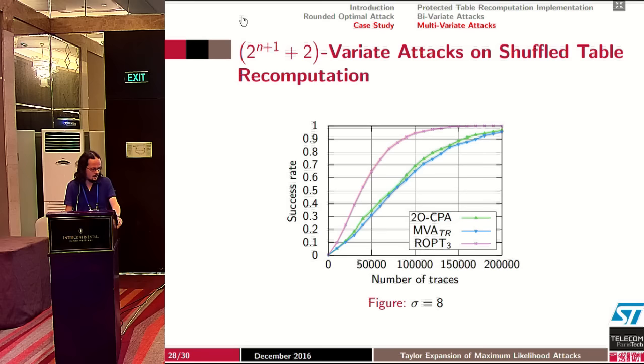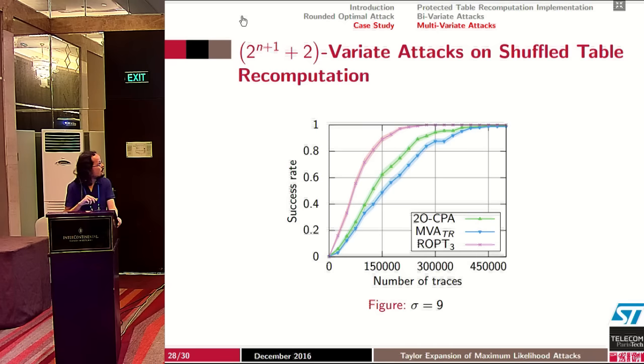Now, for intermediate noises, we can see that for sigma equal to 8, for example, our new attack is much better than the attack of the state of the art, as it needs 2 times fewer traces to reach the same level of success rate. For example, for 80% of success, we need around 60,000 traces for the new attack, while the other attack needs around 120,000 traces.